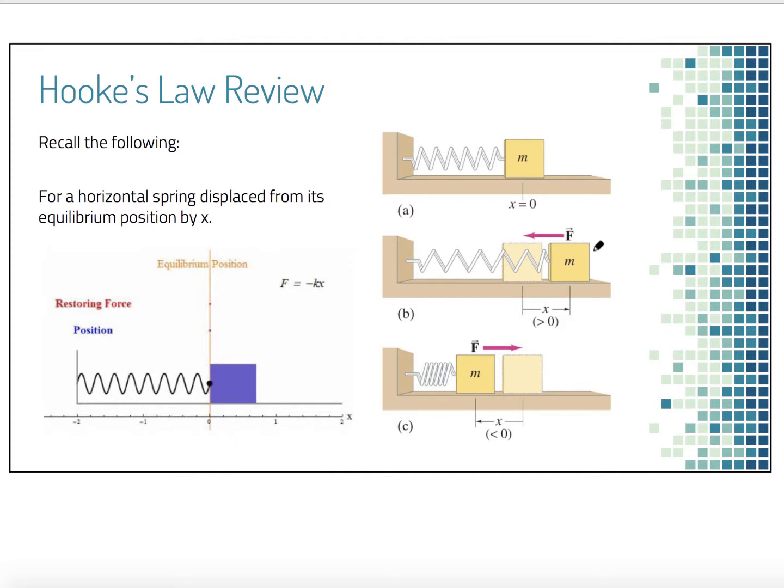Hello! So these are our lecture notes for the remainder of simple harmonic motion. We're actually going to start back with the review of Hooke's law. So, quick reminder of Hooke's law: the force in a spring is equal to negative kx. So for a positive displacement, we have a negative force.